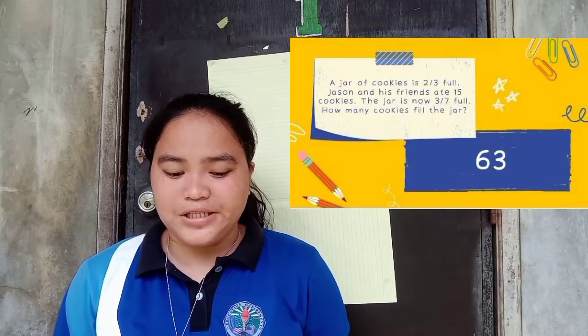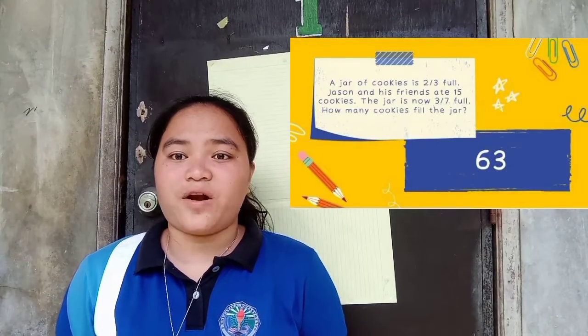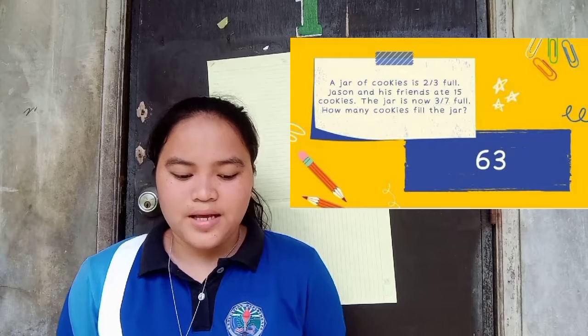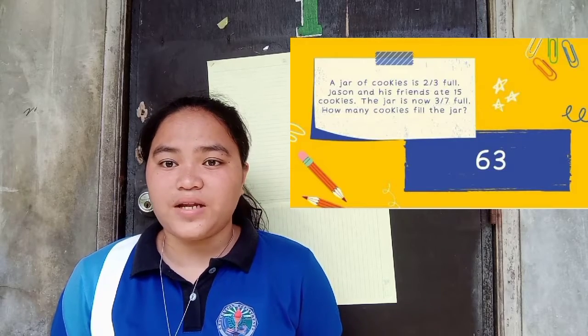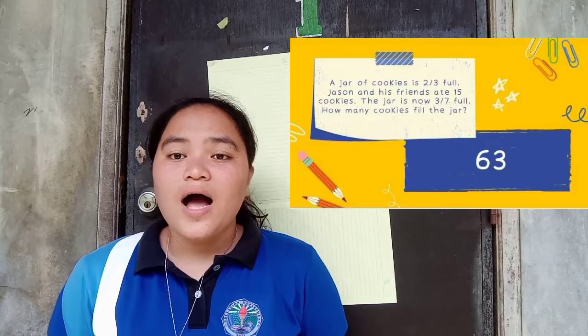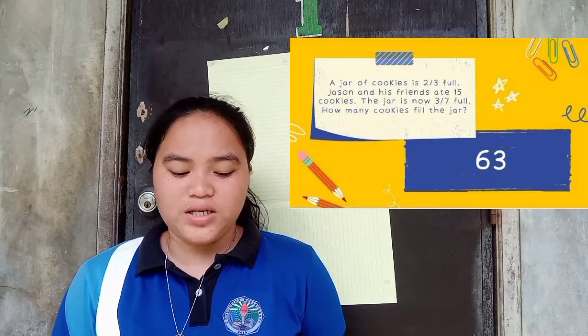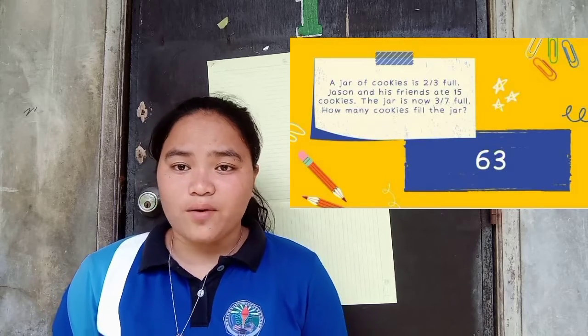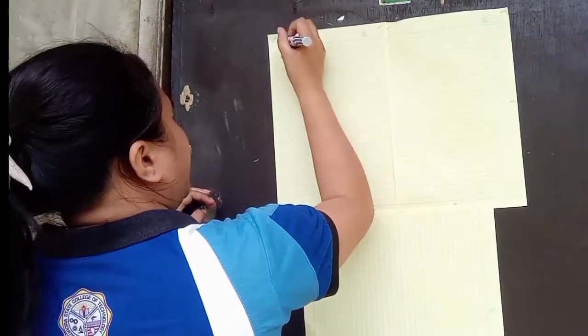Okay, let's proceed. A jar of cookies is 2/3 full. Jason and his friend ate 15 cookies. The jar is now 3/7 full. How many cookies fill the jar? So, ang given answer po natin dito is 63. Now, paano natin nakuha yung 63? Let's find out.